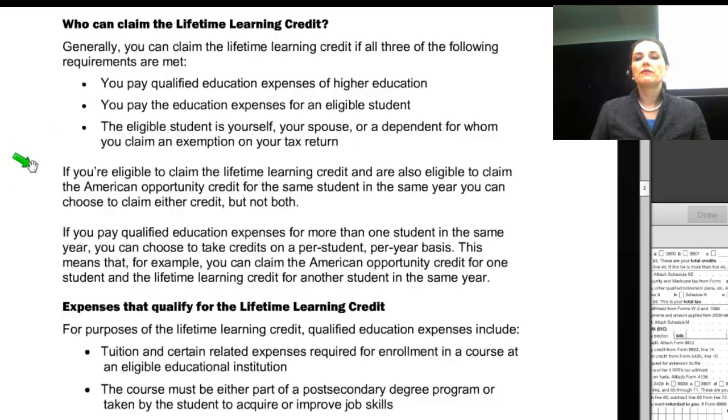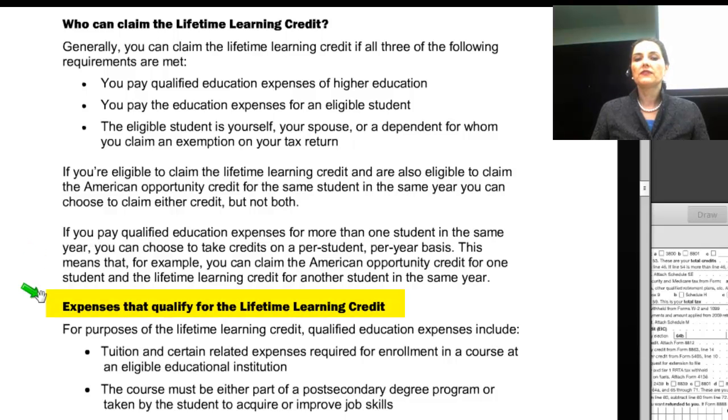If you are eligible to claim the Lifetime Learning Credit and you are also eligible to claim the American Opportunity Credit for the same student in the same year, you can choose to claim either credit but not both. If you paid qualified education expenses for more than one student in the same year, you can choose to take the credit on a per student, per year basis. This means, for example, that you could claim the American Opportunity Credit for one student and the Lifetime Learning Credit for another student in the same year.